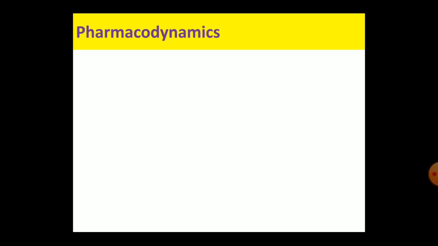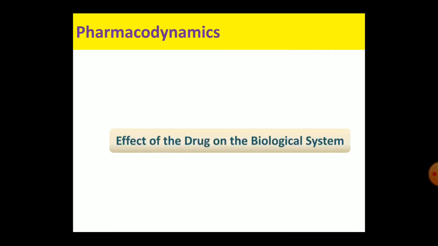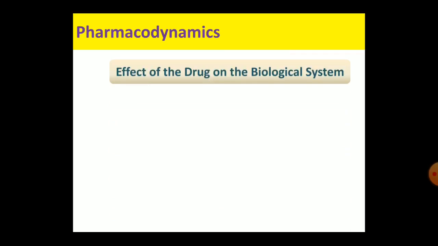Fine. Now what is pharmacodynamics? Here again you can see that pharmacodynamics is made up of two terms, pharmaco and dynamics. Now what is the meaning of dynamics? Many times we say it's a dynamic personality. So dynamics means power, it means action. So pharmacodynamics means the action of the drug on, obviously, the living organism. So we can say that pharmacodynamics is the effect of the drug on the biological system.